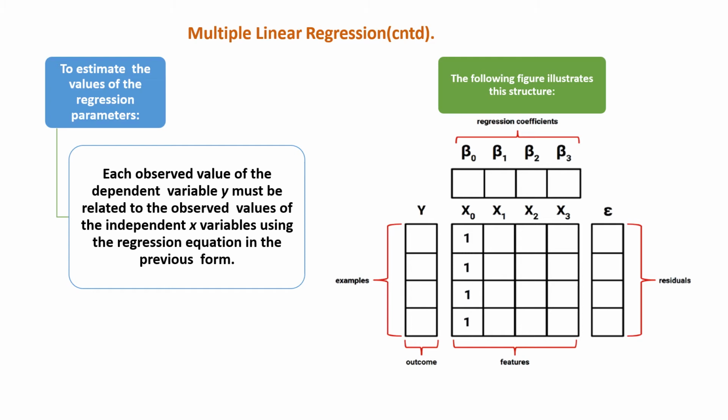And now we have a figure with us. The following figure illustrates this structure. Here you can see some y values. Then x0, x1, x2, x3, and the corresponding x values can be specified in these columns, and some coefficients are there. Beta 0 is the coefficient associated with x0, beta 1 is the coefficient associated with x1, and beta 2 is the coefficient associated with x2.